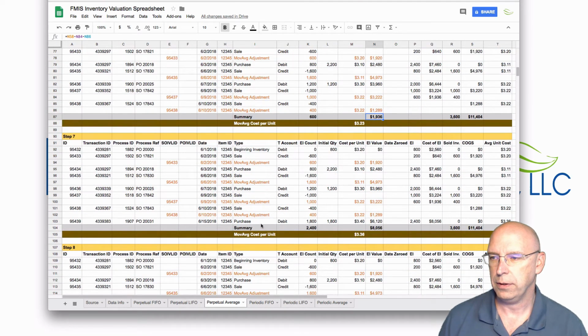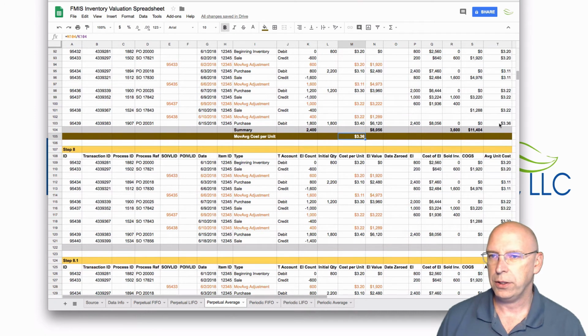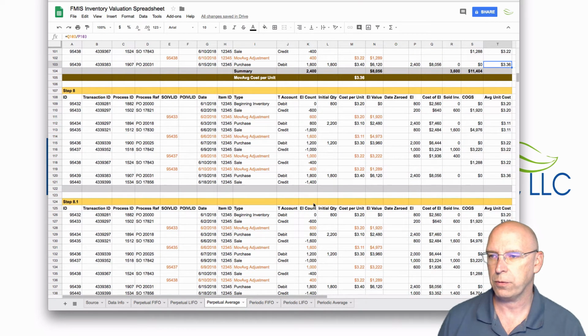Then we have a purchase. Our purchase of 1,800, we recently had 600 units. We're going to add 1,800. That gives us a total of 2,400. And our value was 1,936, and now we are adding that to 6,120. This gives us our ending inventory count with an ending inventory value. When I divide the value by the count, we get $3.36. That can get plugged in here, so we know our next sale will be at $3.36.